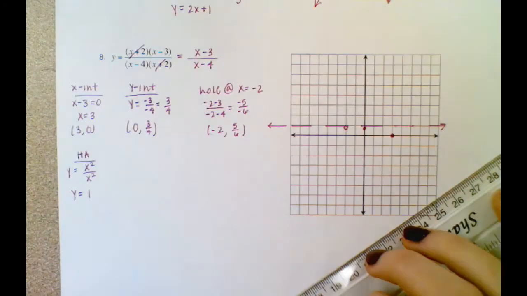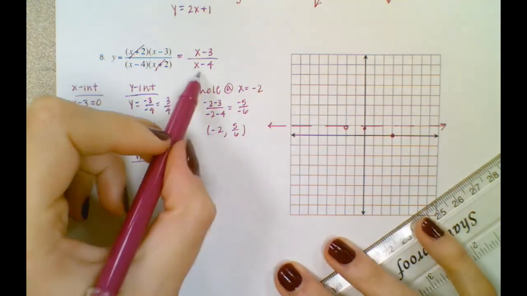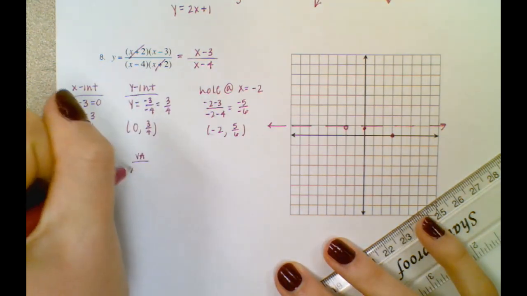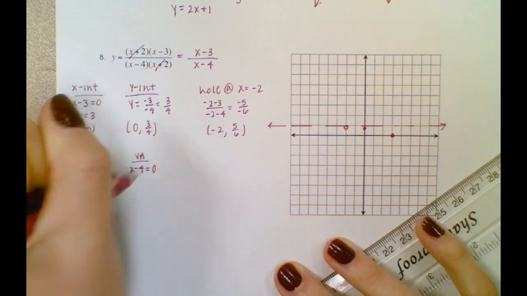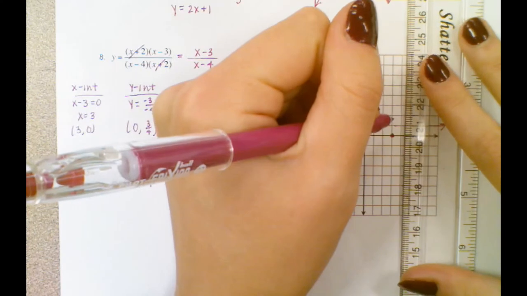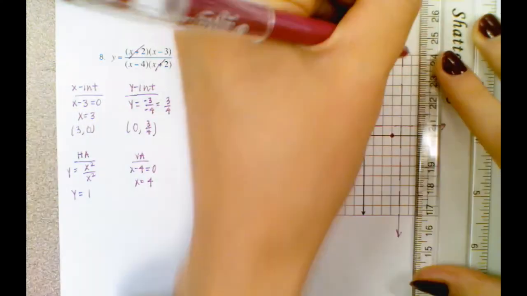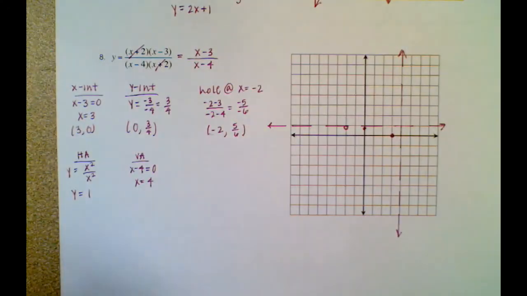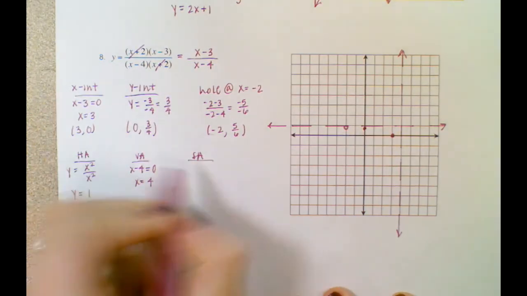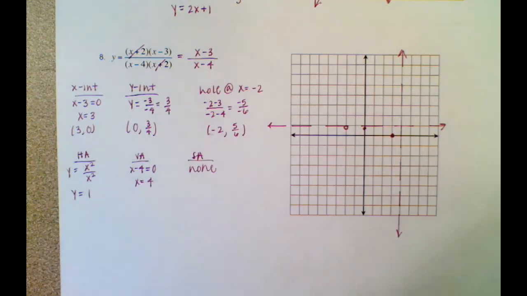And then vertical asymptote. Set the denominator equal to 0. I'm really just going to focus on this guy because I already know the hole is taken care of from the 2. So x minus 4 equals 0. So x equals 4. 1, 2, 3, 4. And then slant asymptote. Because I have the same degree in both the numerator and denominator, I do not have a slant asymptote, so I don't even need to worry about that.